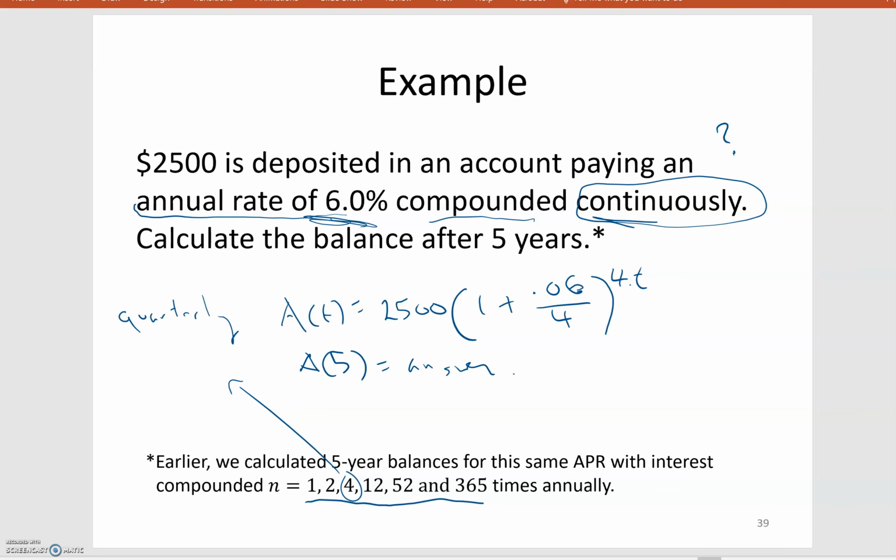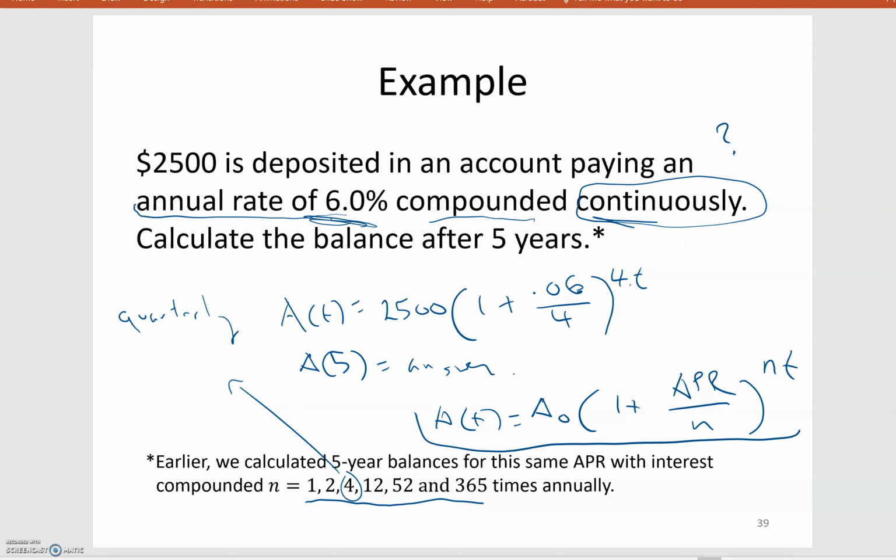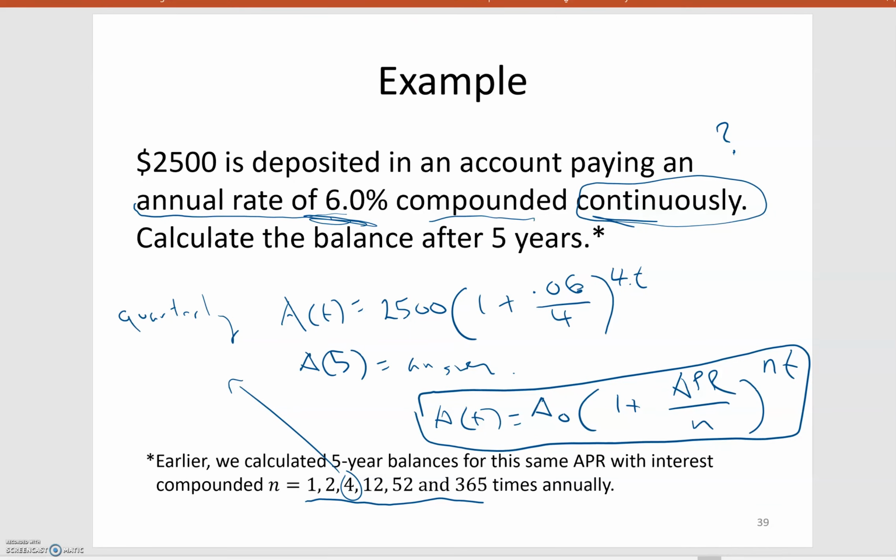Okay, so obviously we're using this compounding model, which is A sub 0 times 1 plus APR over n, to the nt. Now that's the model for when we have a discrete number of compounding periods. So n is 4, n is 365, or something like that. But what do we do with this continuously compounded statement? Well, let's talk about it.